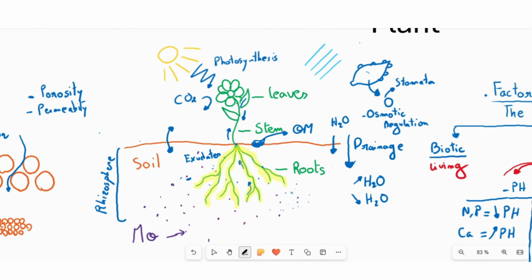So if it's more sandy, the drainage is going to be really high. The plant's not going to find too much water. Or for example, in summer, there could be a drought, and the plant is going to shut down its stomata to prevent water loss in a process of transpiration. If the plant loses the water, there's going to be a certain loss of structure.